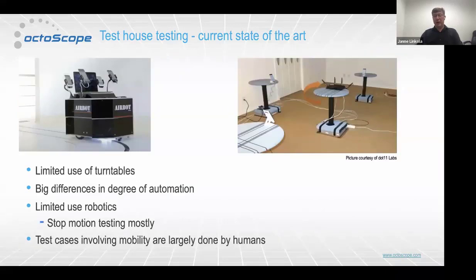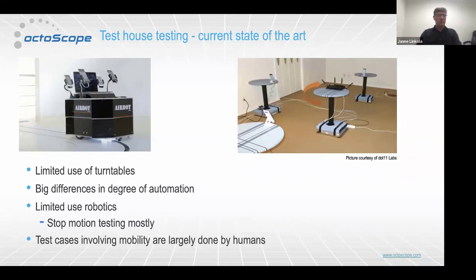Now, turntables, not everybody's using turntables. That seems to be kind of rare. Some people are. Here on the right, we have a picture courtesy of .11 Labs, one Wi-Fi testing company that sells their services. They are using turntables here in the picture. In fact, that's a sort of modified octoScope turntable that they've taken out in the field and modified for the purposes of .11t testing.